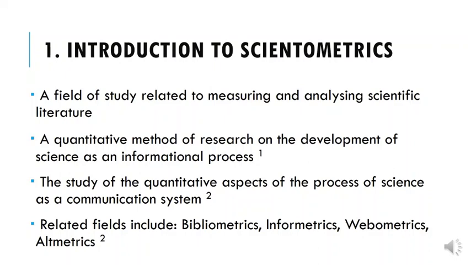Have you heard of this term before? This term is very popular among information and library scientists, but it is also useful to researchers in many disciplines. Scientometrics is a field of study related to measuring and analyzing scientific literature. It can also be defined as a quantitative method of research on the development of science as an informational process, as defined by Nalimov and Mulchenko in 1971.